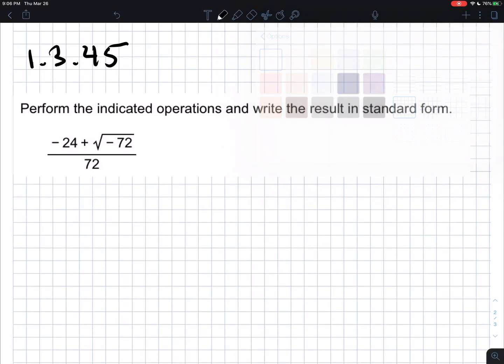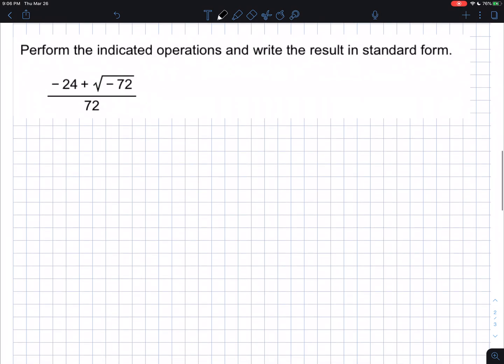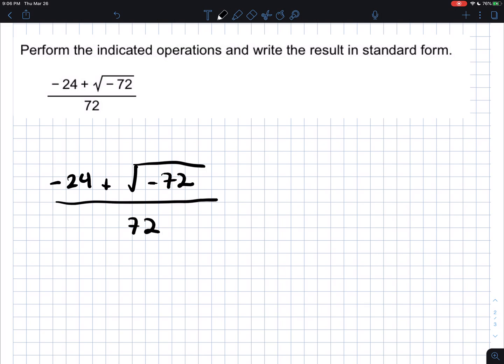I usually like to write on grade paper; it just helps me. All right, so let's start by getting a copy of the original. So we'll start with negative 24 plus the square root of negative 72, divided by 72, right? So it's something like this.